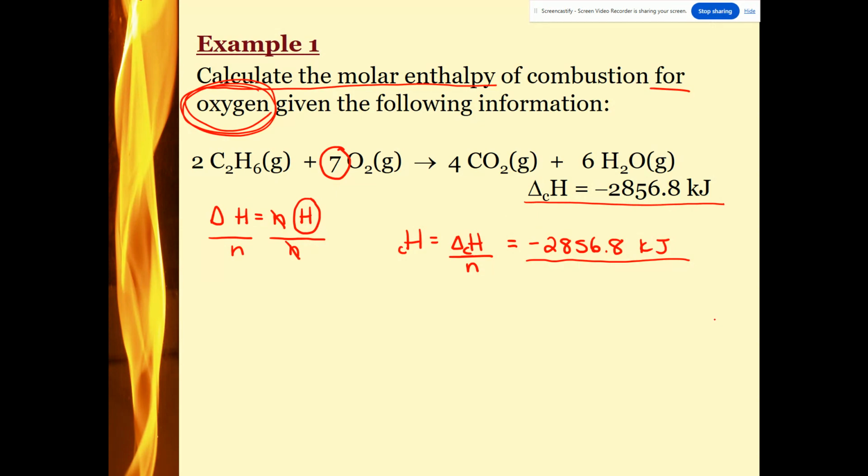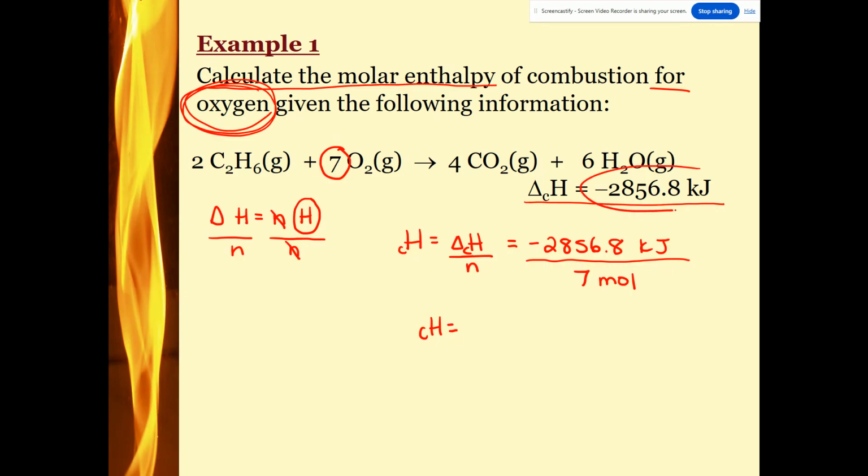So if we want to figure out what that is per mole of oxygen, we're going to divide by 7 moles of oxygen. That's the balancing coefficient in front of the oxygen. Now for sig digs, the 7 is a counted number, so it's not included in figuring out how many we should have. The number 7 has 1 digit in it. That doesn't affect our answer.